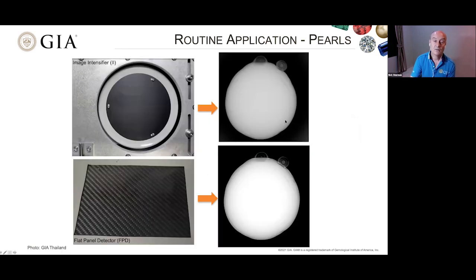And before we had the upgrade in Bangkok, this was one of our machines which had the image intensifier in. And you can see that the result is shown over here, and you can see structure, but the flat panel detector that replaced it actually produced this image. So when you compare the two together, the details that you can see here are sharper, and the line here is much sharper. And you'll see in some of the images coming up as well, this difference.